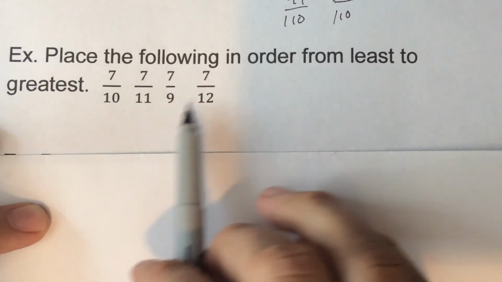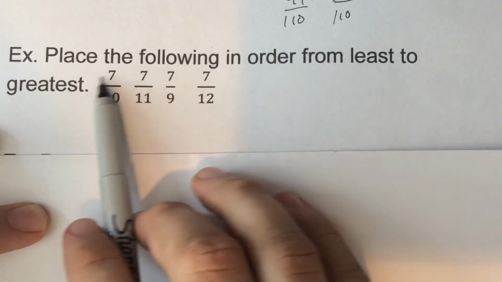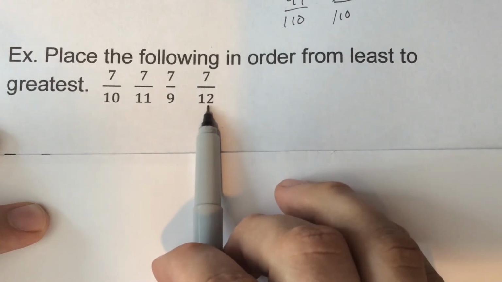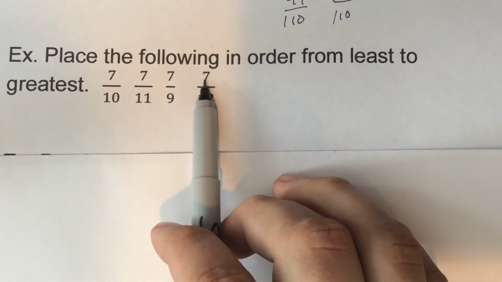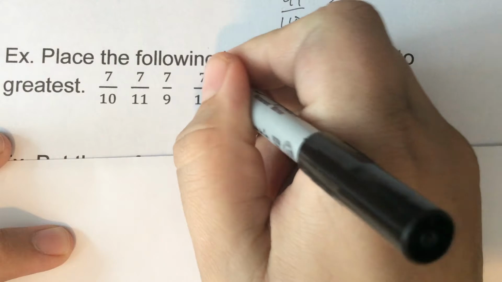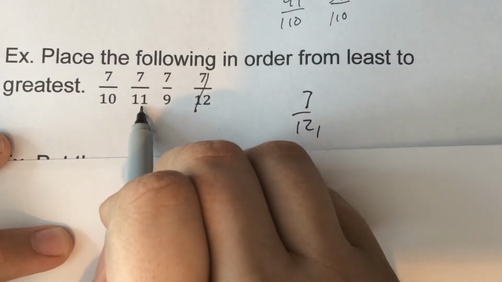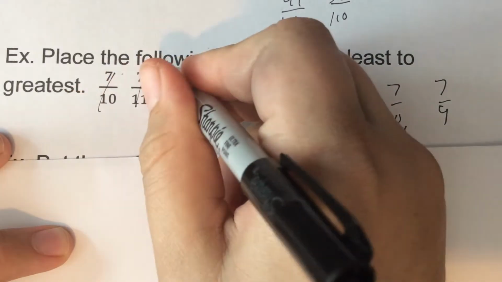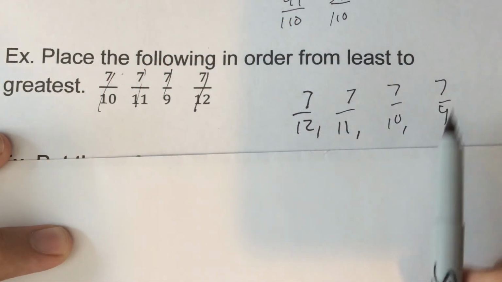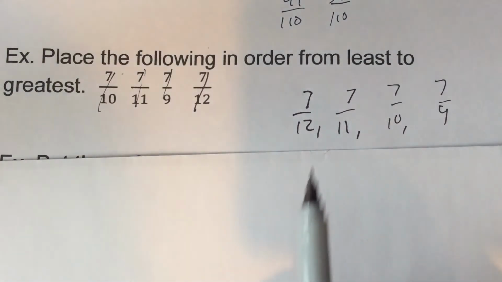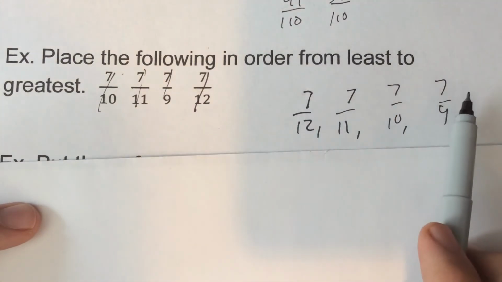So if it's from least to greatest, the biggest number on the bottom, if the tops are all the same, is going to be our smallest number. Because we have the most parts that we're breaking it into, they're going to be the smaller parts, and we only have 7 of those smaller parts. So the smallest number would be 7/12. 7/11 would be the next biggest, then 7/10, and lastly 7/9. So as far as ordering, if the tops are all the same, you're looking at the bottom: the bigger the number, the smaller the fraction actually is.